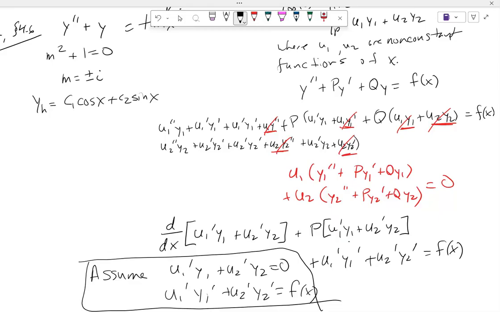This gives us a system of equations to solve. We're going to solve this system of equations for u1 prime and u2 prime. It's functions, but it's a system of equations in u1 prime and u2 prime. So we're going to use that system to help us solve the differential equation. Okay? We'll do that on Thursday.